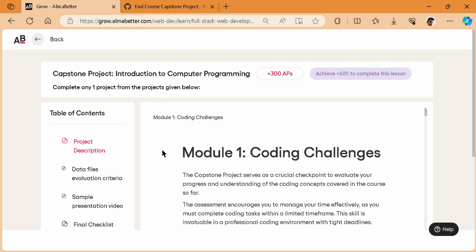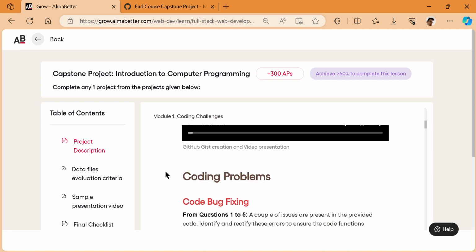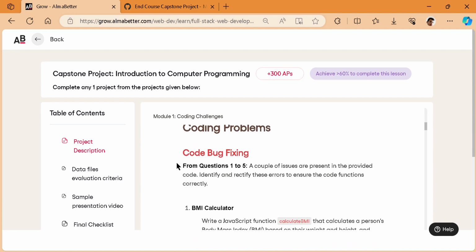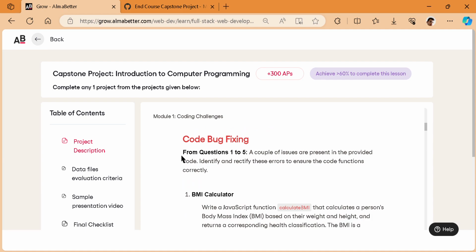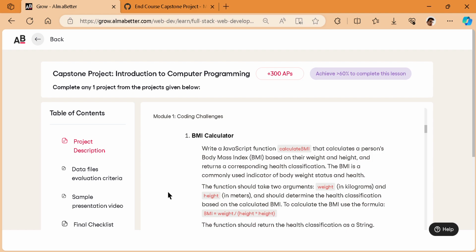Now we are going to discuss the Module 1 capstone project. Here we have to discuss 5 problems that are code bug fixing. Let's come to the first question, that is the BMI calculator.